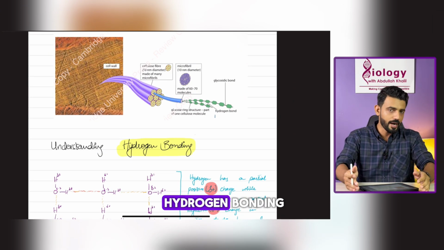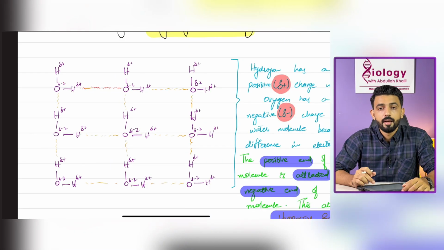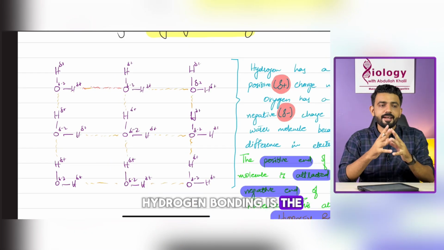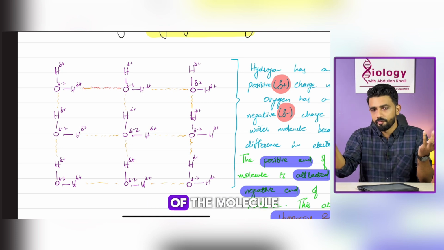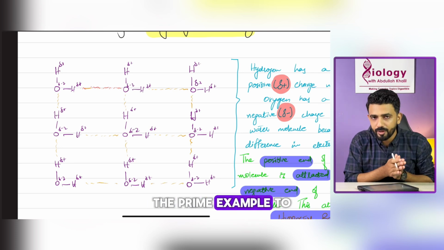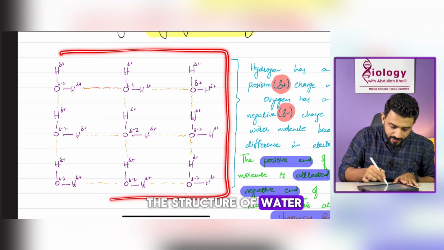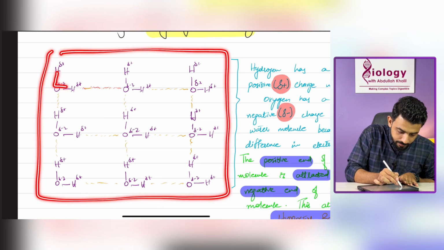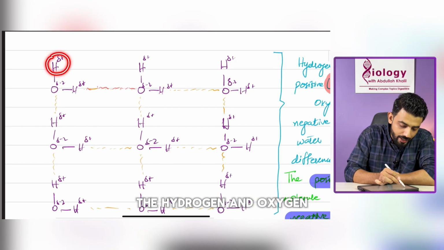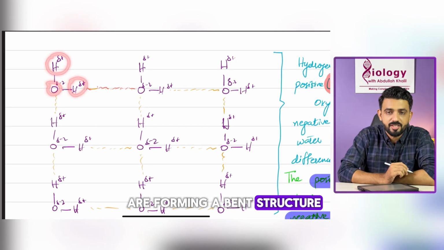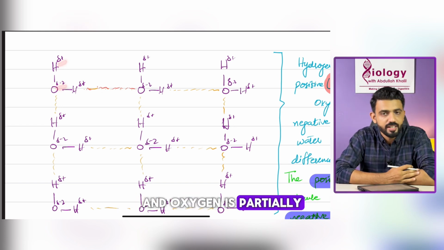We have talked about hydrogen bonding. Let's understand what hydrogen bonding is. Basically, hydrogen bonding is the attraction of positive hydrogen with the negative end of the molecule. The prime example to understand this is water. If you look at the structure of water, this is the structure of water, okay? The bent or angular structure, the hydrogen and oxygen are forming a bent structure here. Hydrogen is partially positive and oxygen is partially negative.